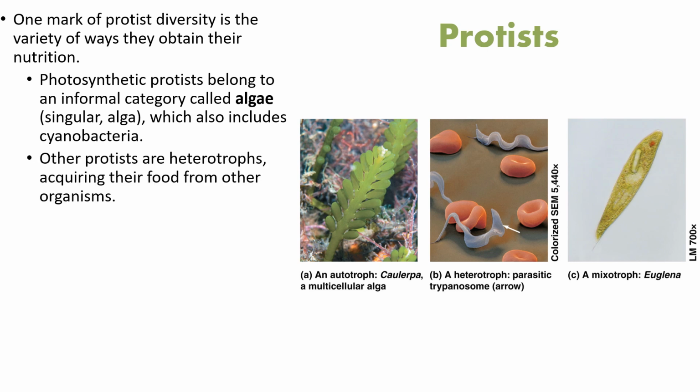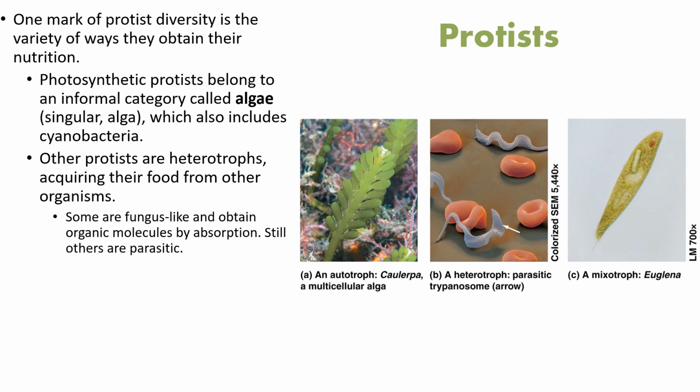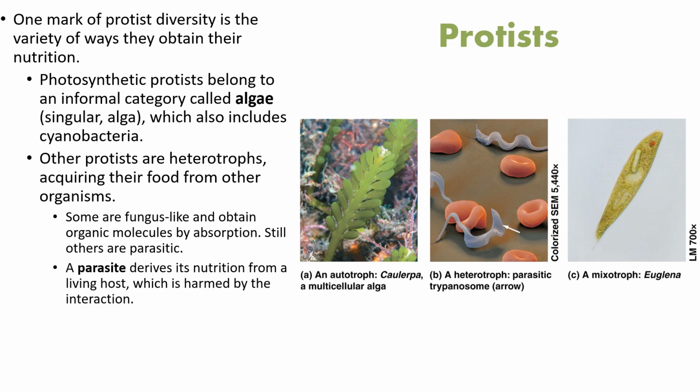Another group are going to be heterotrophs. So they're going to acquire their food from other organisms like us. So they're going to eat their food in that way. Some of them are going to be fungus-like, where they will actually absorb molecules, and others are going to be parasitic. Some parasites are going to be like this trypanosome that we see in this center picture. Let me just draw an arrow. So these are trypanosomes, and they are going to be parasites.